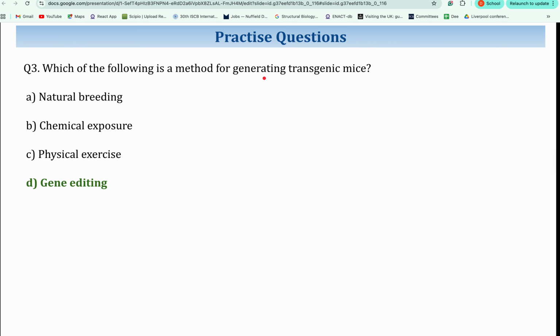In this case, they are asking the method for generating the transgenic mice. With natural breeding, we cannot generate the transgenic mice. With chemical exposure also, transgenic means we are adding some genes from an external source, which will be different from what gene is normally present. So that is transgenic, which will not be obtained from the natural breeding process, the chemical exposure, or the physical exercise. So gene editing is the only right option available.